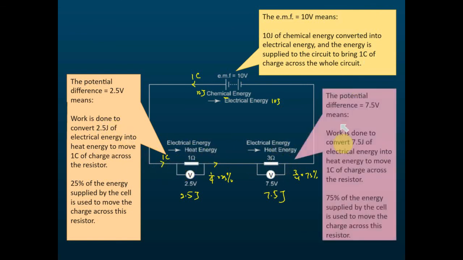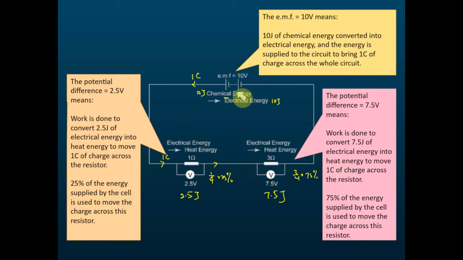How about this one? The potential difference is 7.5 volts. So it means work is done to convert 7.5 joules of electrical energy into heat energy to move 1 coulomb of charge across the resistor. And this is 3 ohm, which means 3/4 of the load resistance. So therefore, 75% of the energy supplied by the cell is used to move the charge across this resistor. So that is the meaning of EMF and potential difference.